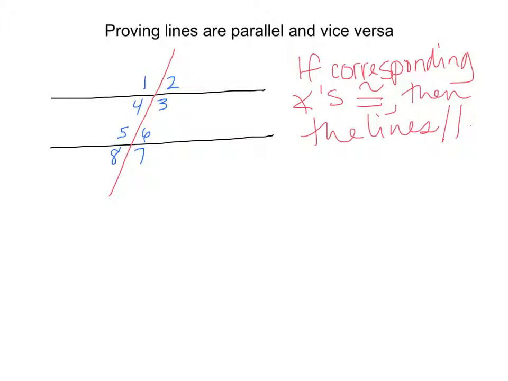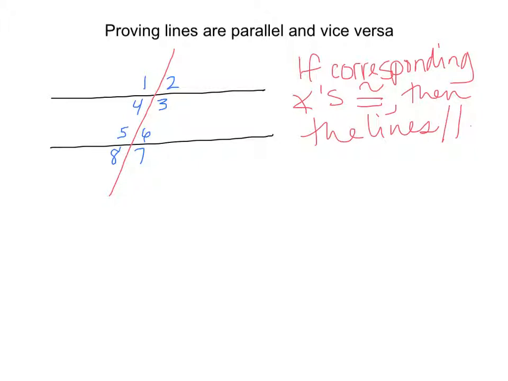Okay, so if I look here, that means if I know 2 and 6 are congruent, then these lines are parallel. Right? Or 1 and 5, or 4 and 8, 3 and 7. Okay? This is a rule. We just know it's true. We can't prove it, but it has to be true, right? There's no way if 2 and 6 are equal that these lines aren't parallel.